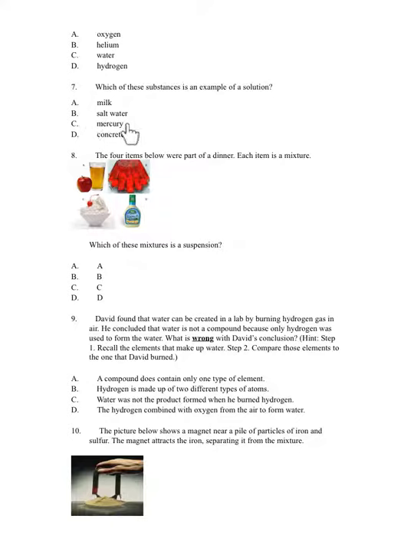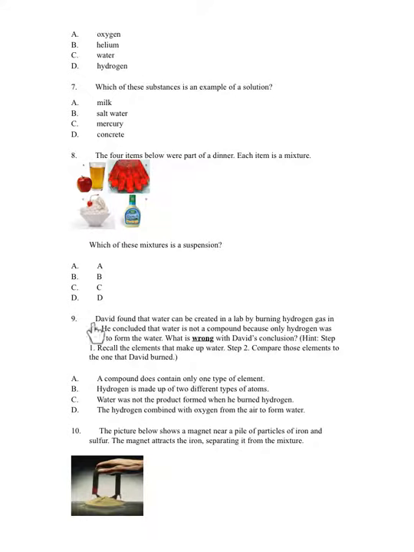C, mercury. D, concrete. Number 8, the 4 items below were part of a dinner. Each item is a mixture. Which of these mixtures is a suspension? A, picture A. B, picture B. C, picture C. D, picture D.